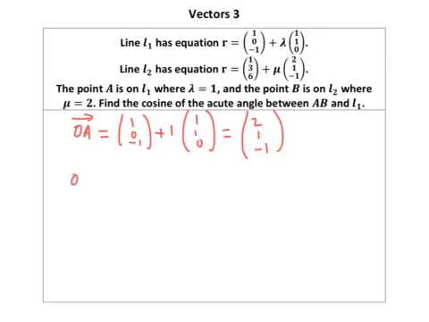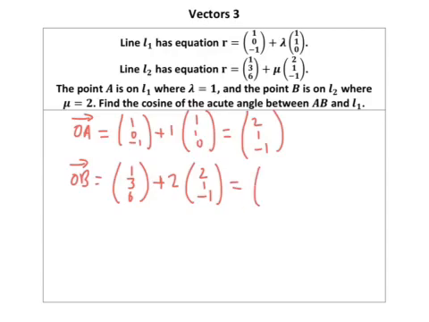Okay, and OB is on L2, so that's going to be 1, 3, 6 plus, now it's mu equals 2, so 2 lots of 2, 1, minus 1, and so we should get 1 plus 4, which is 5, 5, and that's going to be 4.